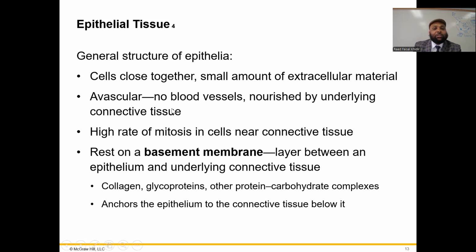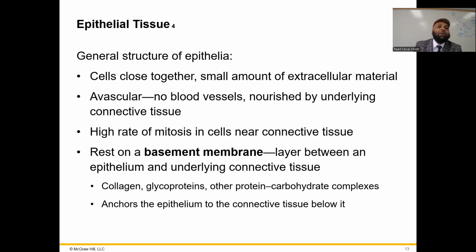What is the general structure of the epithelia? The cells of the epithelial tissue are very tight and close together. They are joined by CAMs, C-A-M, cell adhesion molecules, and a small amount of extracellular material. It is avascular, has no blood vessels, but it is nourished by the underlying connective tissue, and there is a high rate of mitosis in cells near the connective tissue.